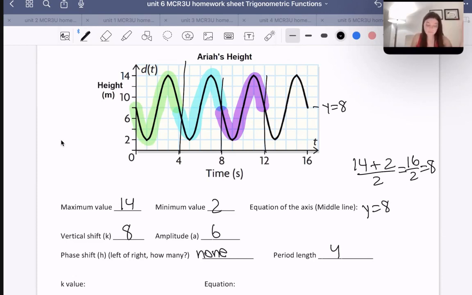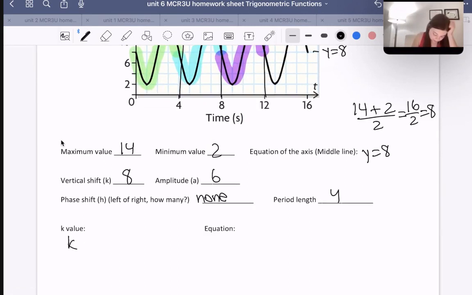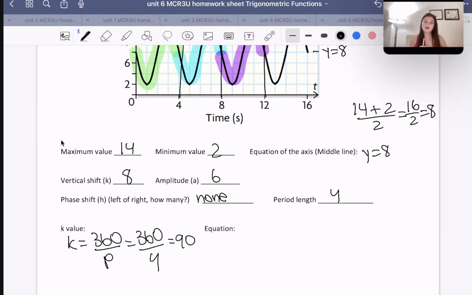Now, what about our k value? What does that make our k value? Well, we know that our k value is equal to 360 divided by our period length. And we already established that our period length in this situation is 4. So that means that k is 90. And now we can write our equation.